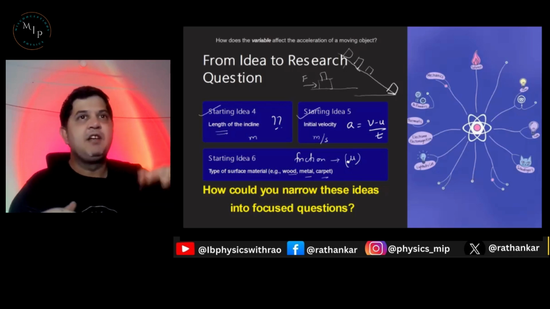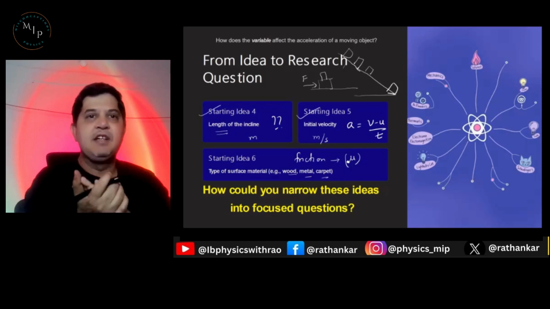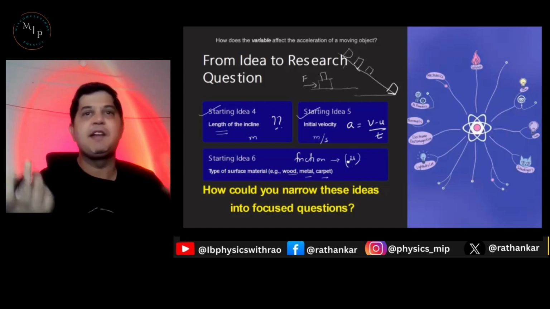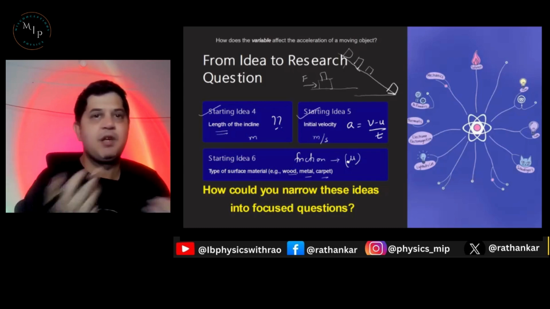You take a wooden piece, for example, and you ask what is the mu of that wood? Can we get it? You will not get it. Can we get a mu for a metal? No, you cannot get it.